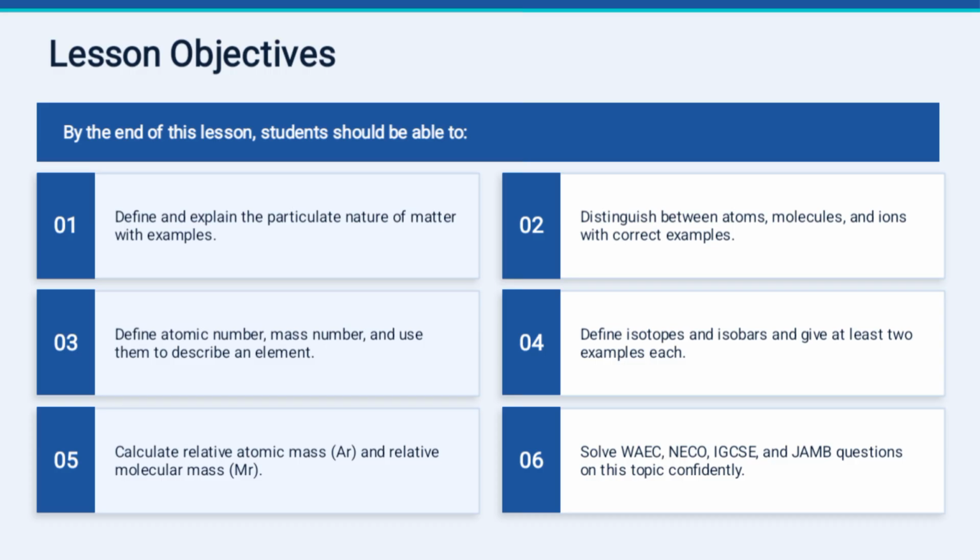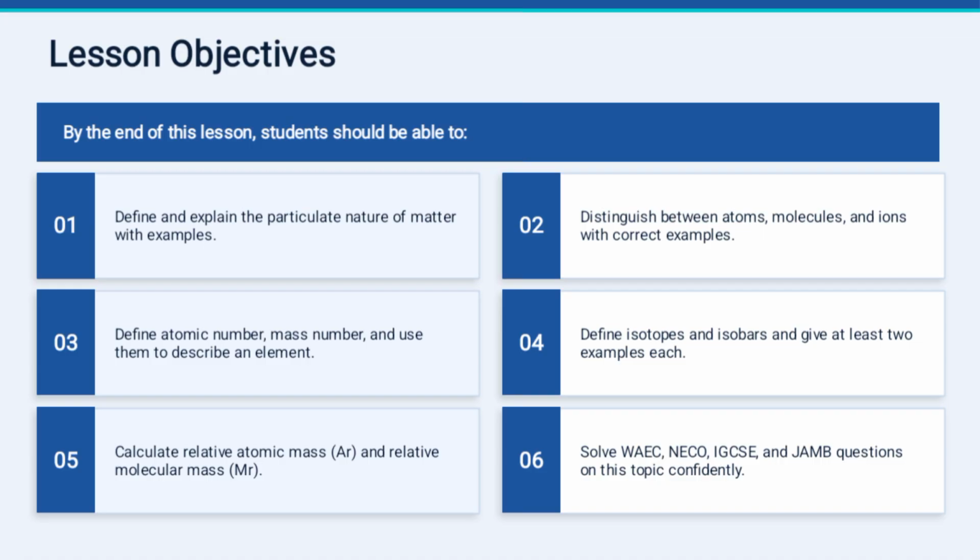We are going to define atomic number, mass number, and how they are used to describe elements. We are going to define isotopes and isobars and give at least two examples each. We are going to be able to calculate the relative atomic mass and the relative molecular mass. And finally, solve WAEC, NECO, JAM, and IGCSE questions on this topic confidently.